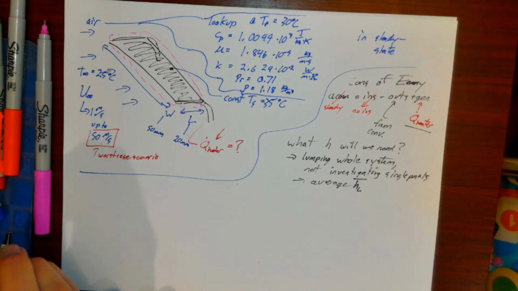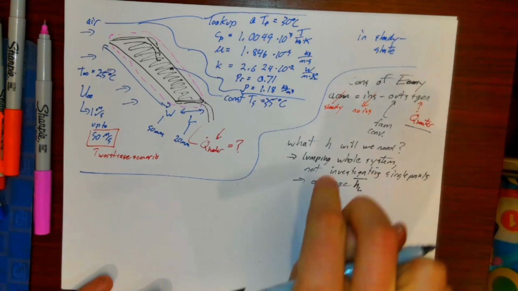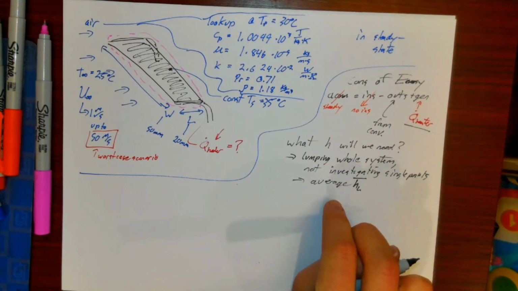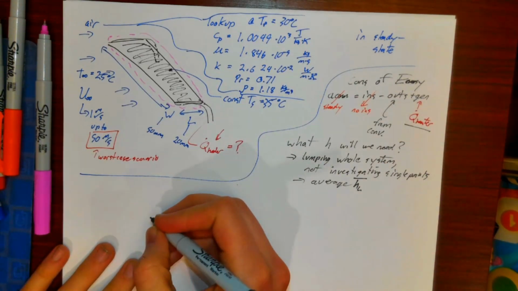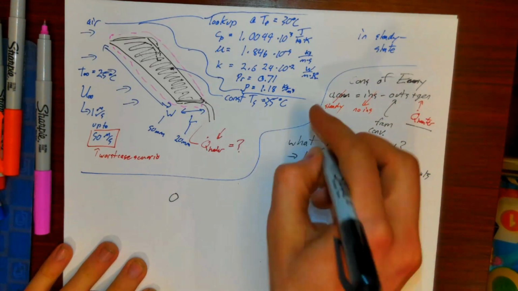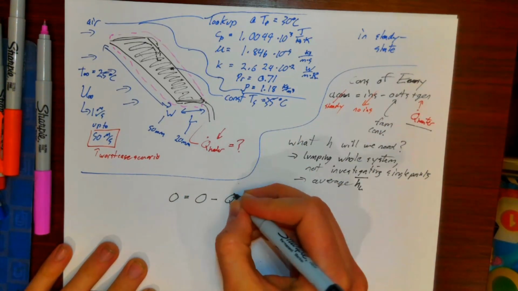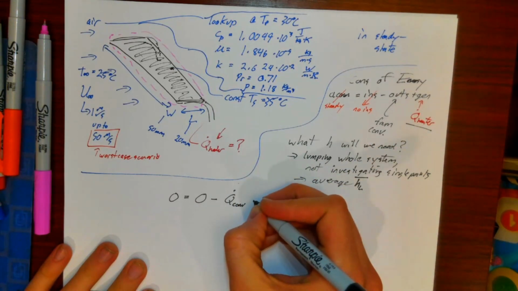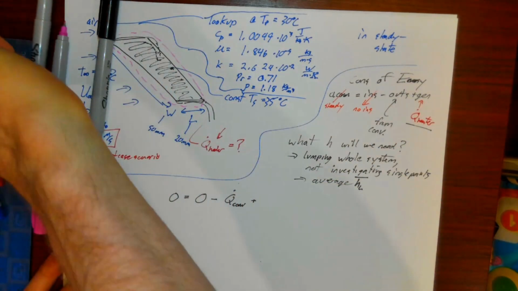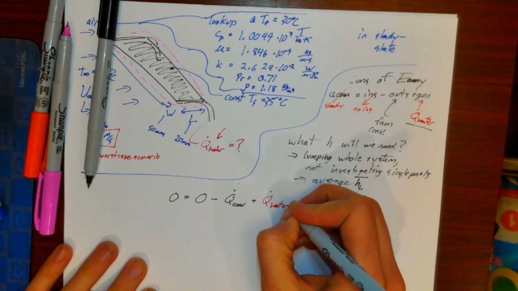All right. So we take our conservation of energy. We're going to need to use this average h bar sub L. So it ends up being, we had 0 for accumulation. We had no ins. Our outs is going to be Q dot convection. And then our generation is going to be Q heater.